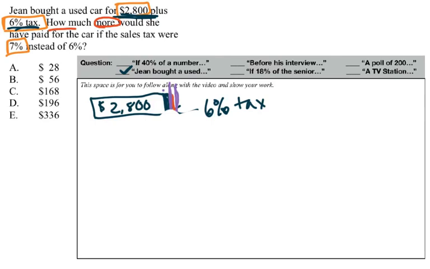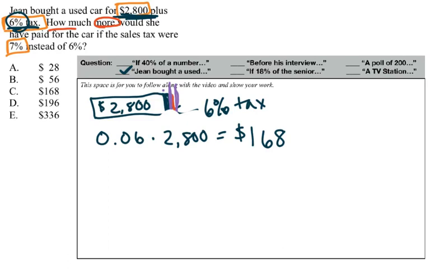We can do our normal percent solving strategy first. So we're going to turn our 6% into a decimal. We'll multiply it times the original price and see what we get. So 0.06 times the original price of $2,800. And when I multiply that out on my calculator, 0.06 times 2,800, I get 168.